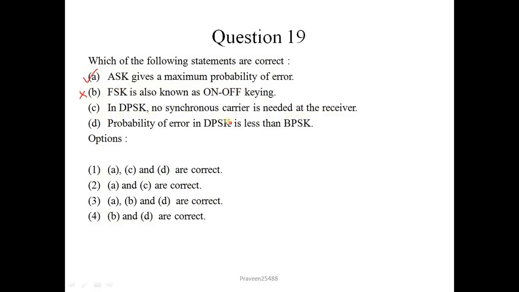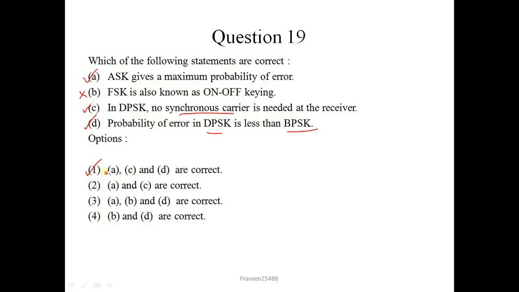Here is the advantage of DPSK, differential phase shift keying, where carrier synchronization is not required. Probability of error in DPSK is less than BPSK. Another advantage of DPSK over BPSK is that it reduces the probability of error. So this statement is also correct. A, C and D are correct. So the correct option is 1.